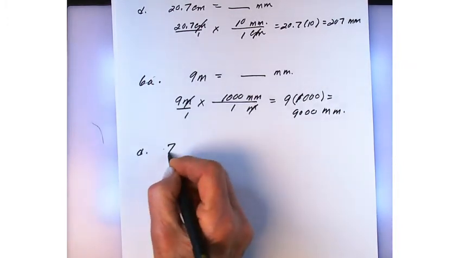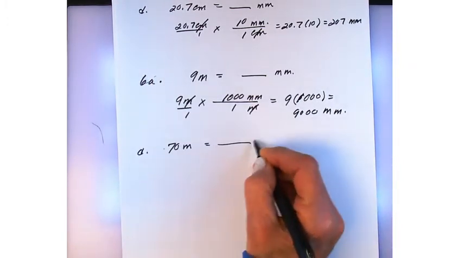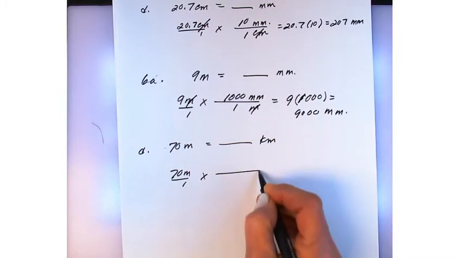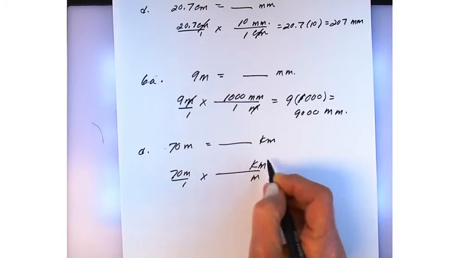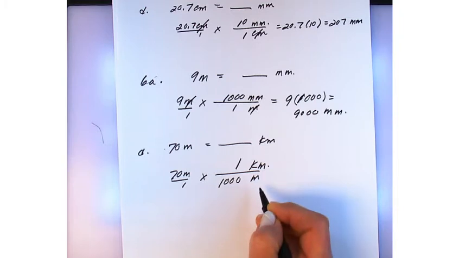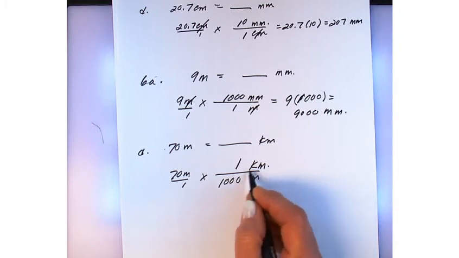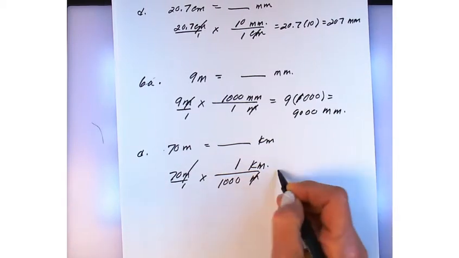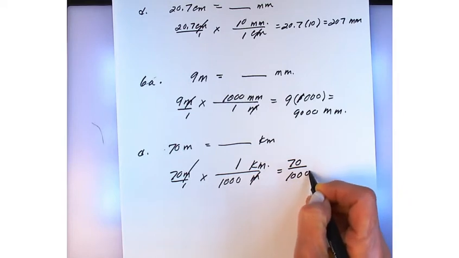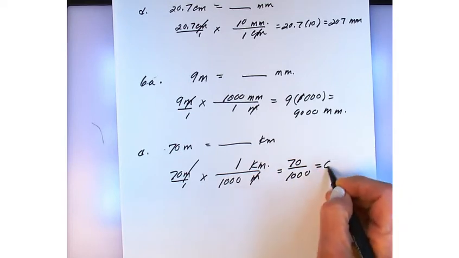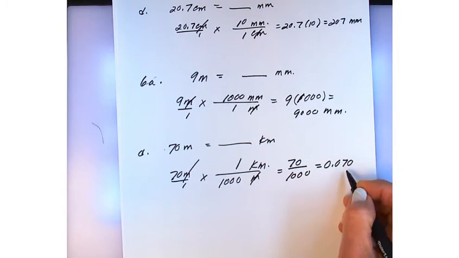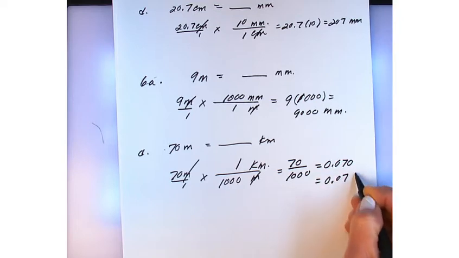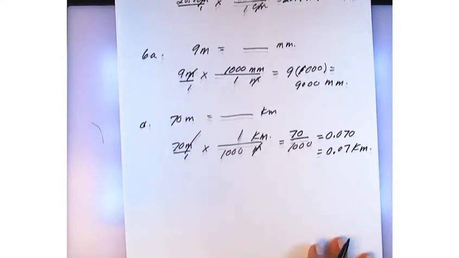D, 70 meters equals how many kilometers? So 70, out go the meters, in come the kilometers. It takes 1,000. Remember, kilo is 1,000. It takes 1,000 meters to equal a kilometer. The meters cancel. 70 over 1,000 tells me to move it 3 places. 070. So I don't need that 0. I can just write it 0.07 kilometers. 3 places to the left.